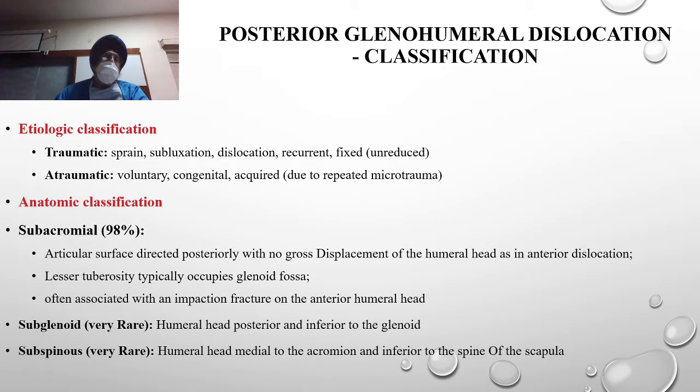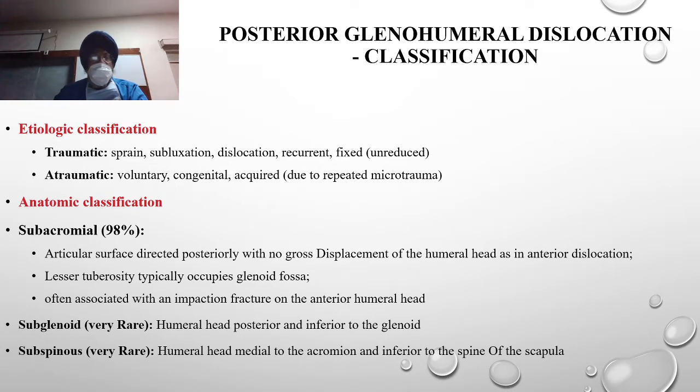Classification, etiological classification. Traumatic: sprain, subluxation, dislocation, recurrent, fixed, unreduced. Atraumatic: voluntary, congenital, acquired due to repeated microtrauma. Anatomical classification: subacromial, 98%. The articular surface is directed posteriorly with no gross displacement of the humeral head, as in anterior dislocation. The lesser tuberosity typically occupies the glenoid fossa, often associated with an impaction fracture on the anterior humeral head.